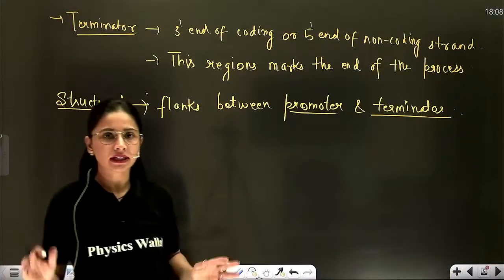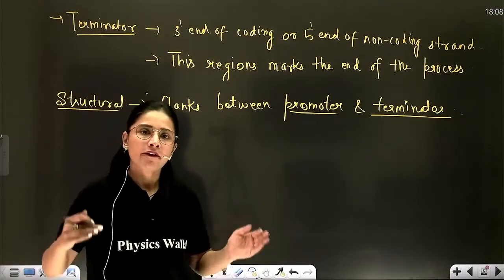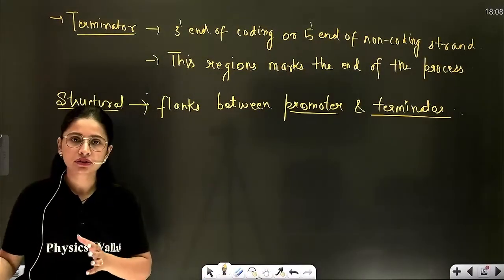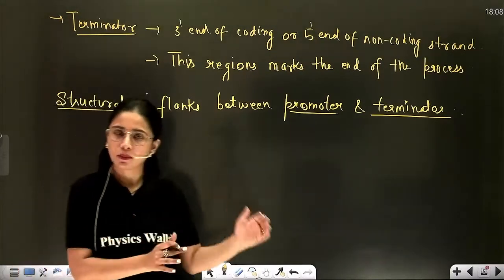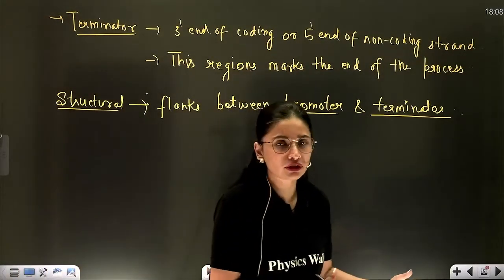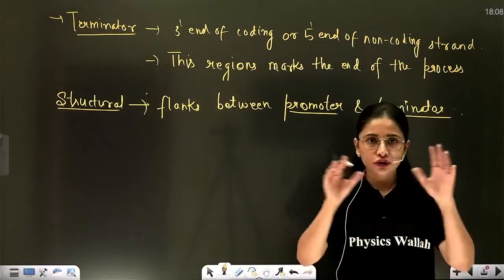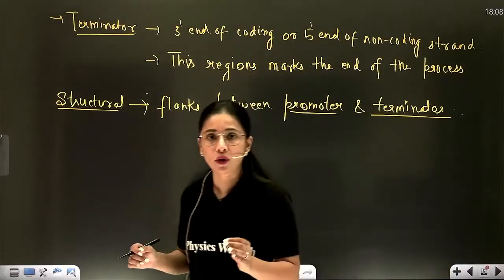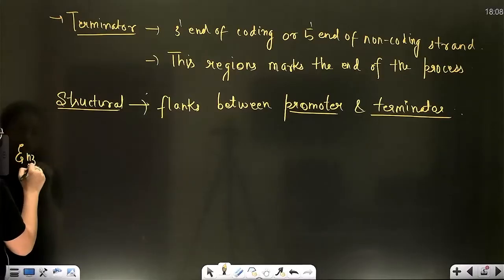I hope you have understood what a transcription unit is. It is that part of DNA which undergoes transcription. It can be divided into 3 regions: promoter, structural and terminator. Promoter marks the beginning region of the transcription, whereas terminator marks the end of the process. For the whole transcription, the enzyme RNA polymerase is required. So next we are going to talk about the enzyme.